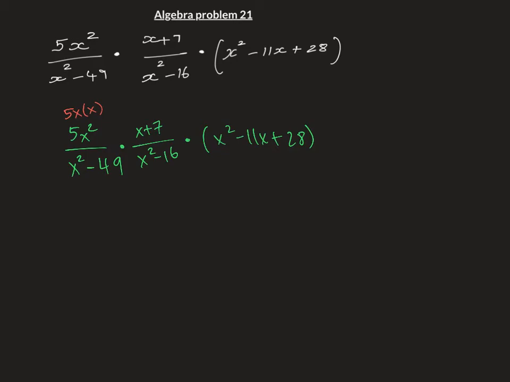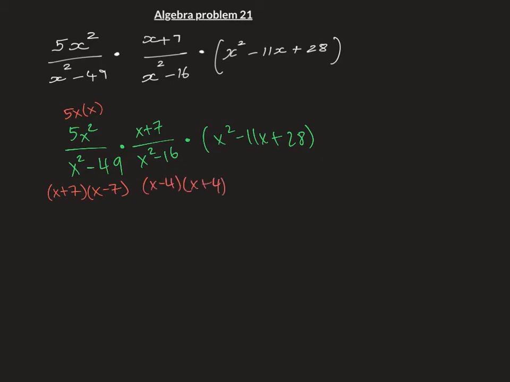So now we have x squared minus 49. Can that be factored? Yes, it can. X plus 7 times x minus 7. That'll get you x squared minus 49. Now, x plus 7, can that be factored? No, it can't. X plus 7 is already simplified completely. Now, x squared minus 16, can that be factored? Yes, so now we have x minus 4 times x plus 4.